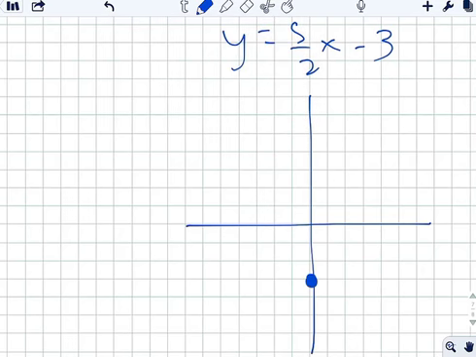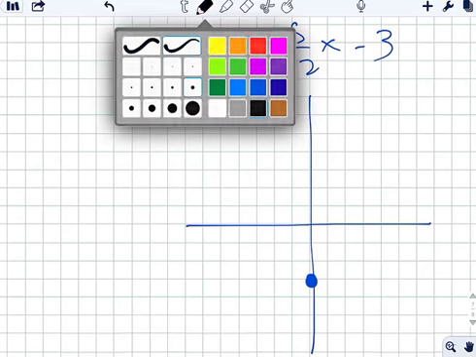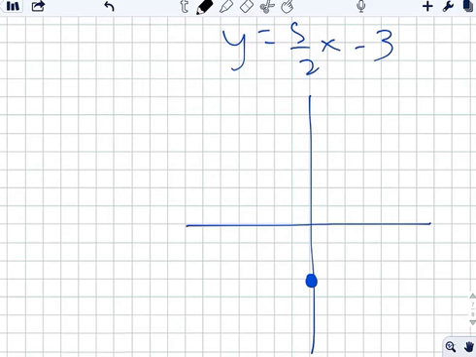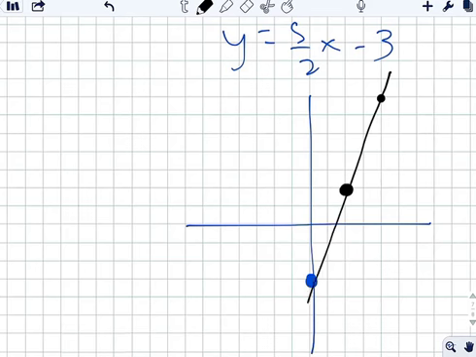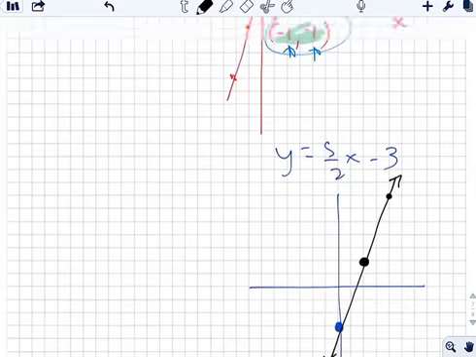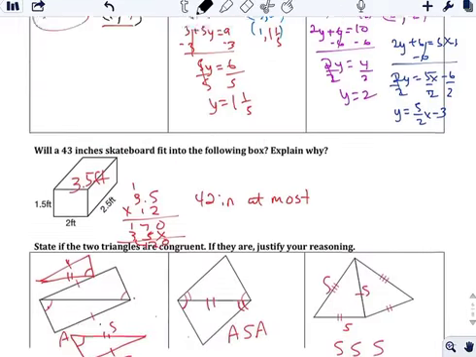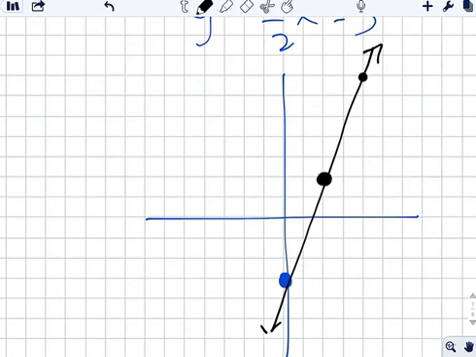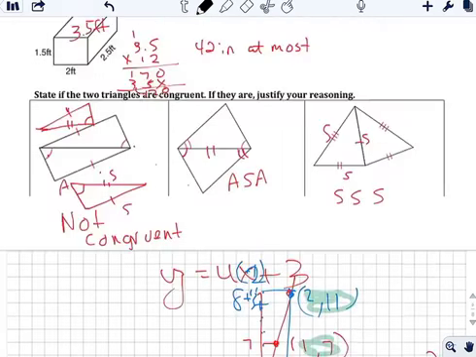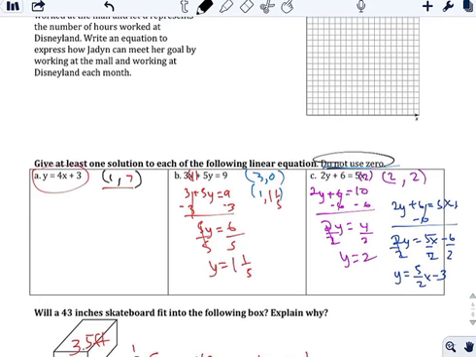negative 3 here, go up 5 over 2, up 5 over 2. Right there. And we said that one of the solutions is 2, 2. Let's look at 2, 2. Hey, look, 2, 2. You see that? 2, 2 is one of the solutions. It's one of the dots on the line. It works.